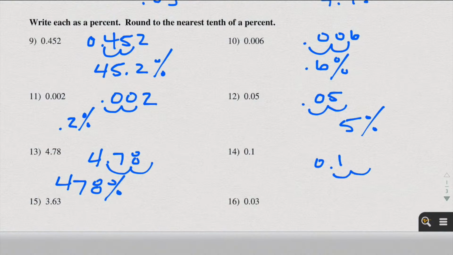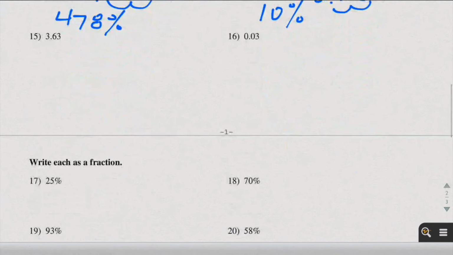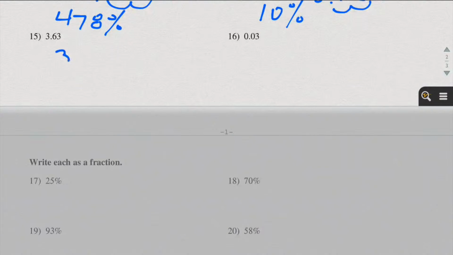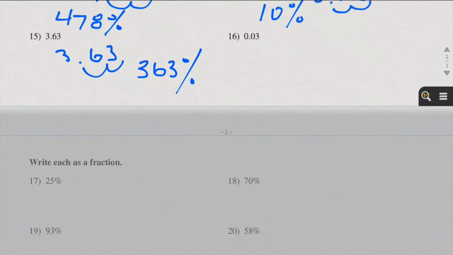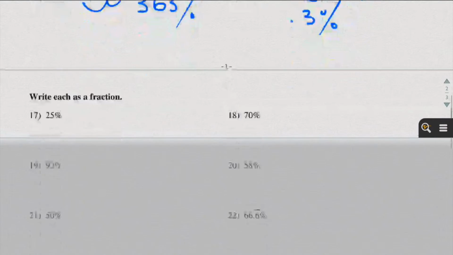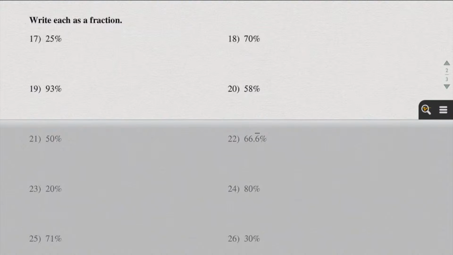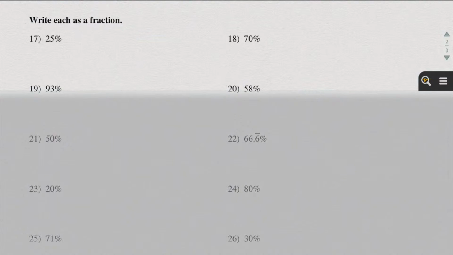Okay, number 14, 0.1, move the decimal over 1, 2, filled that with a 0, we end up getting 10%. Okay, number 15, 3.63, move the decimal over 1, 2, we end up getting 363%. All right, final one, number 16, 0.003, move the decimal 1, 2, we end up getting 0.3%.